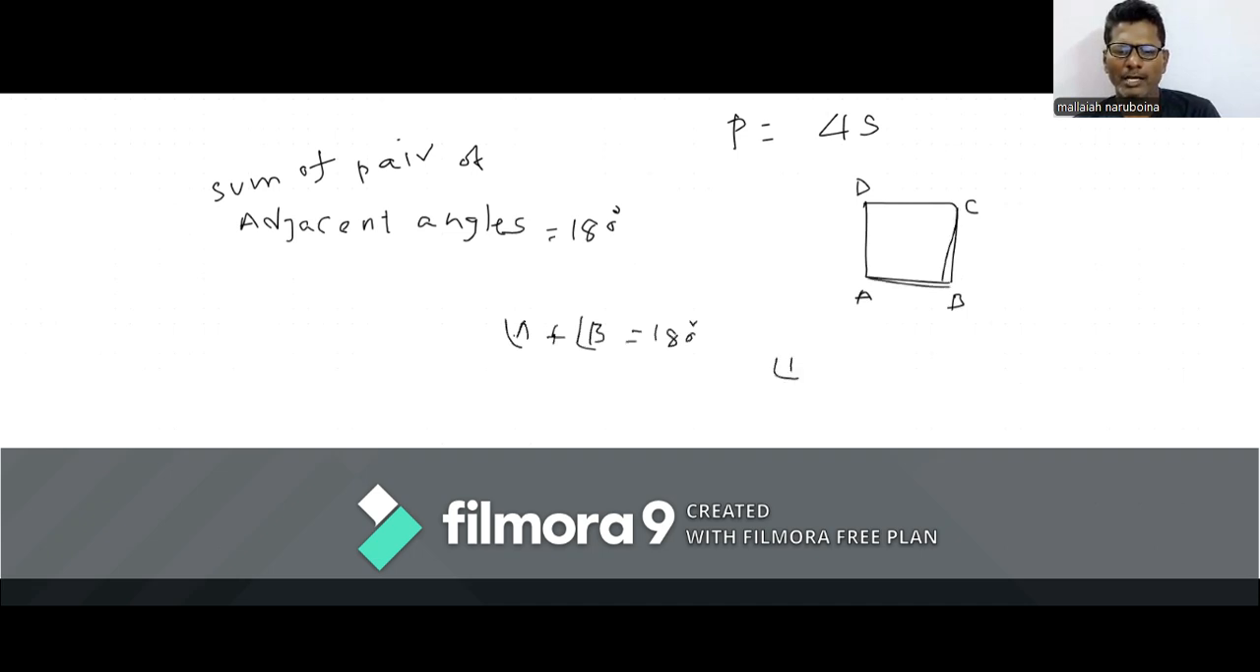C and D also pair of interior angles, adjacent interior angles. Angle C plus angle D is equal to 180 degrees. And finally, angle A plus angle D is also 180 degrees.